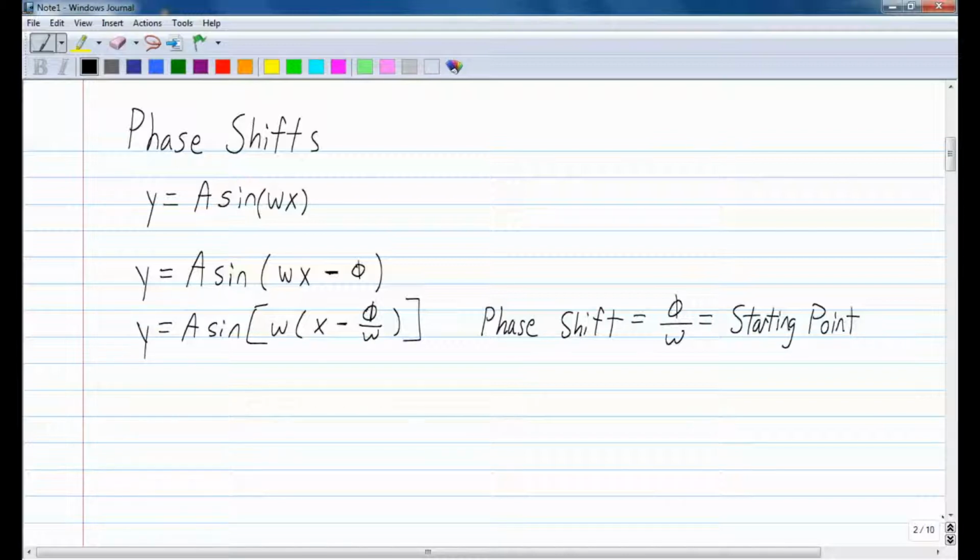So if I have a new starting point, then what could I do so that I could figure out the new ending point?